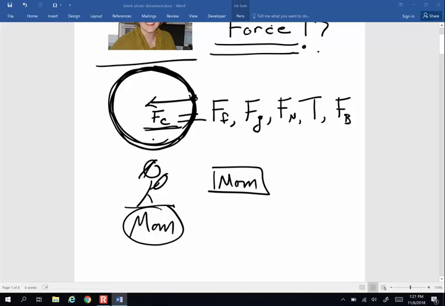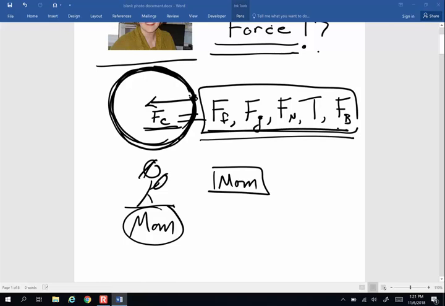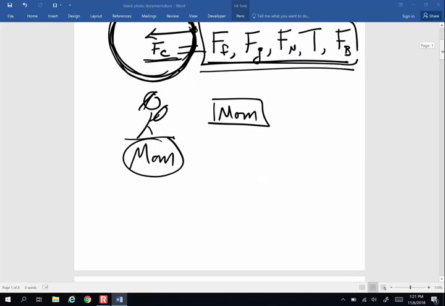So the trick in order to do the physics problems is we have to figure out which specific named force is causing the circular motion. So let's look at a couple common examples.